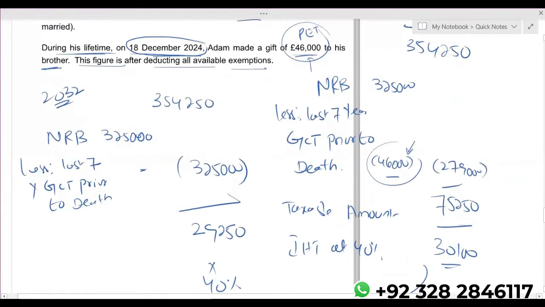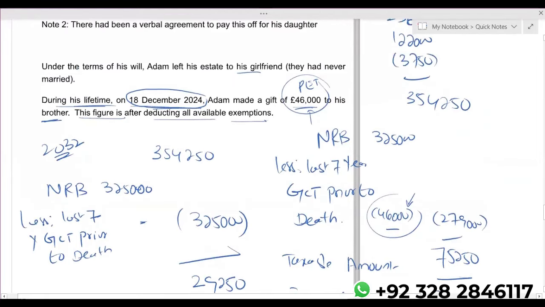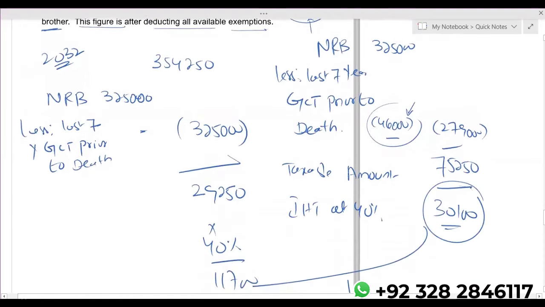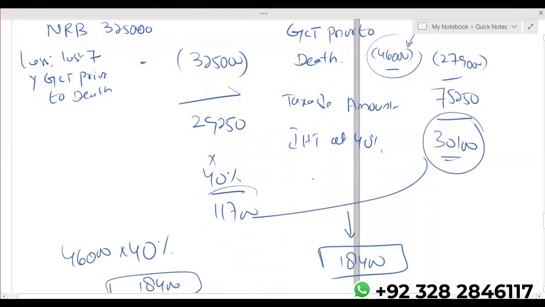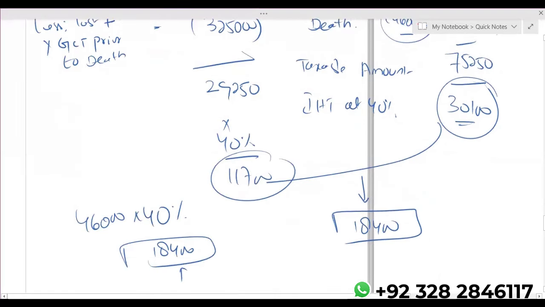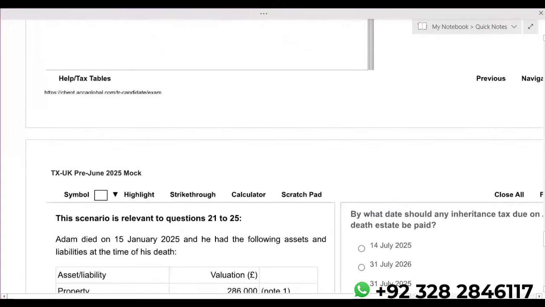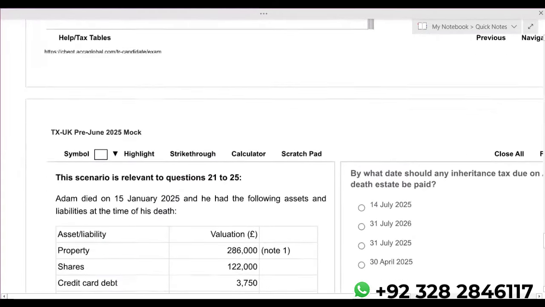So the proper answer is here. First, we have calculated IHT on death estate if Adam dies on January 25: how much you have to pay. Then another calculation was if Adam dies in 2032, how much IHT you will pay. The difference is the reduction in IHT. And the shortcut is there also. Now it is up to the student which one they want to follow.